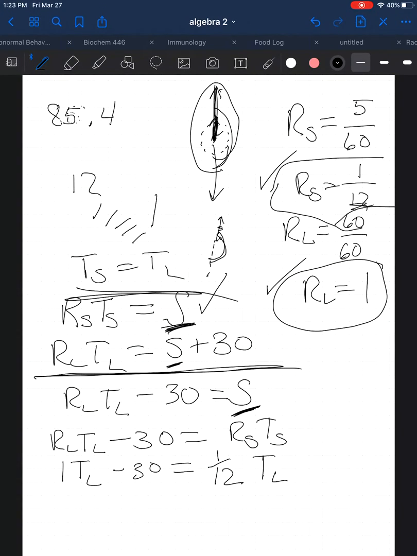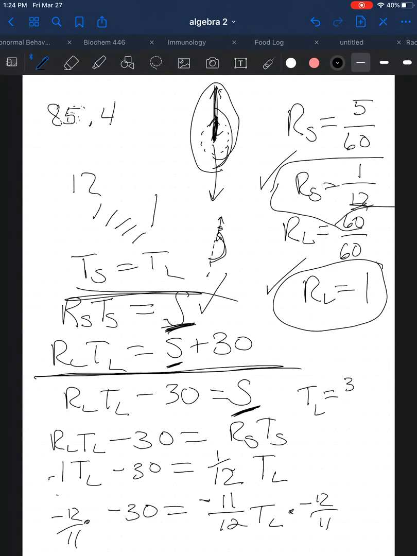So now if I subtract this from both sides, I'll get negative 30 is equal to negative 11/12 TL, because negative 1 plus 1/12. And then we multiply by negative 12 over 11 on both sides. So it's obviously going to be positive. If it's not, we made a big mistake somewhere. There's no negative time. So 12 times 30 would be 360 over 11. And that's the answer. It doesn't have to be a pretty answer. That's it.